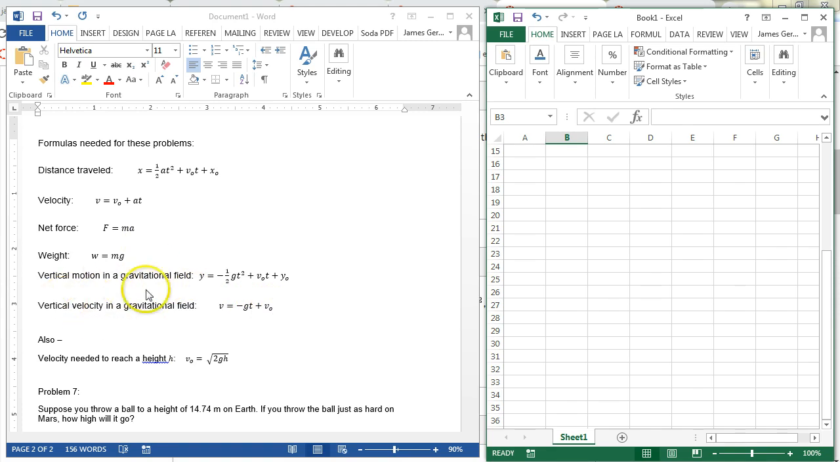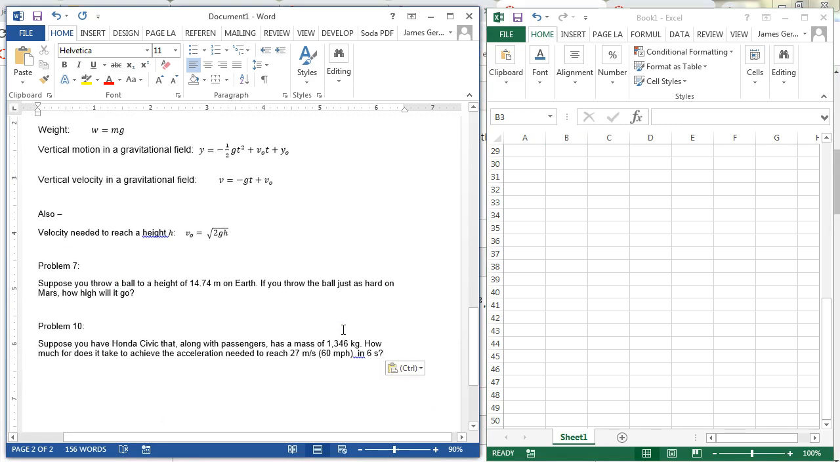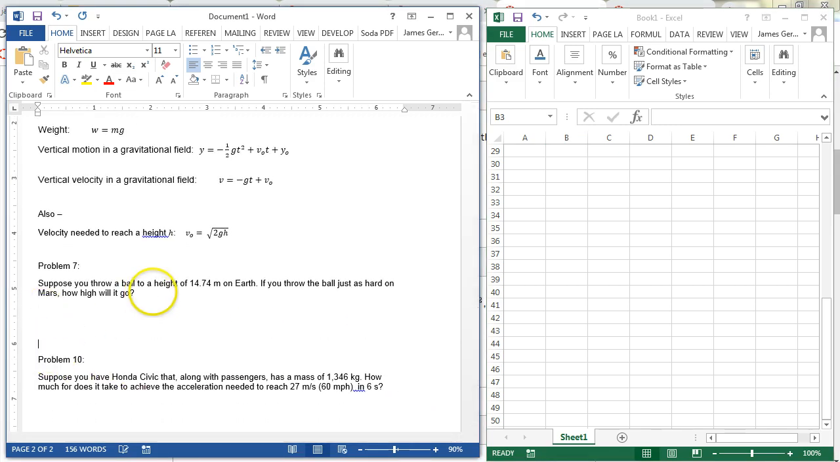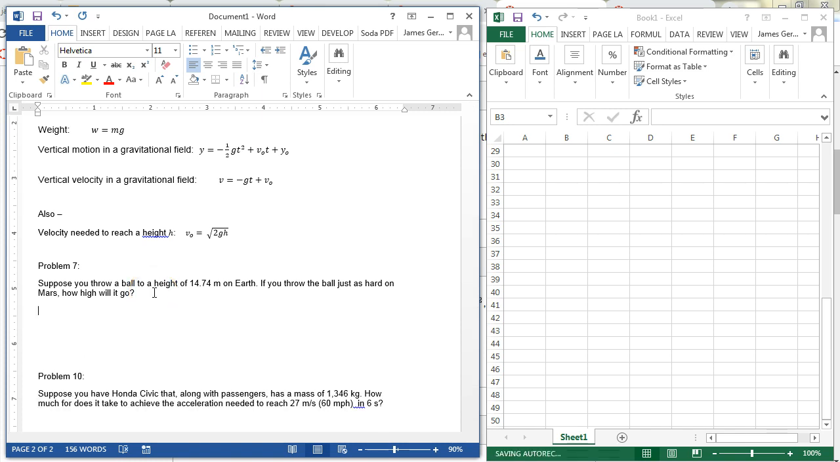And if you notice, vertical motion and horizontal motion have the same equations. It's just a equals minus g. If you take a and make it minus g, this equation becomes this equation, and this equation becomes this equation. We're also going to need, because it was given in a problem, the velocity needed to reach a particular height. The maximum height it's going to go to is v naught equals the square root of 2gh. And that's what we need for problem 7. So we're going to start with problem 7, and there will be a separate video for problem 10.